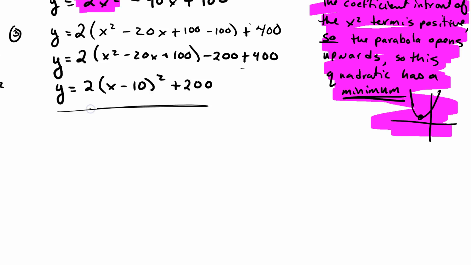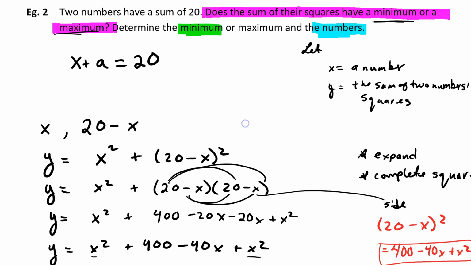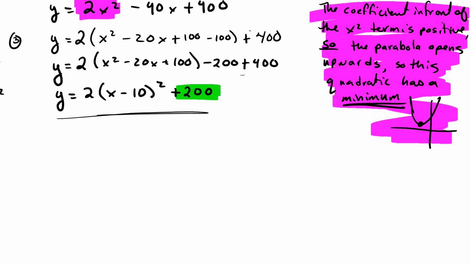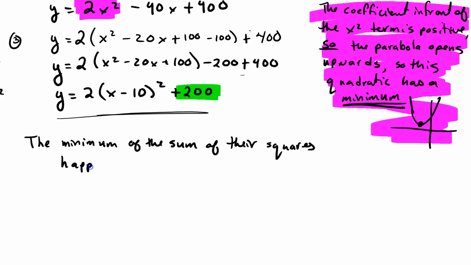Okay, so we've completed the square. Let's interpret this. The question itself asks us to determine where the minimum or maximum is. And we found out that it's going to be a minimum. So the minimum of the sum of their squares happens to equal, or the sum of the squares is equal to 200. And the two numbers come from here.